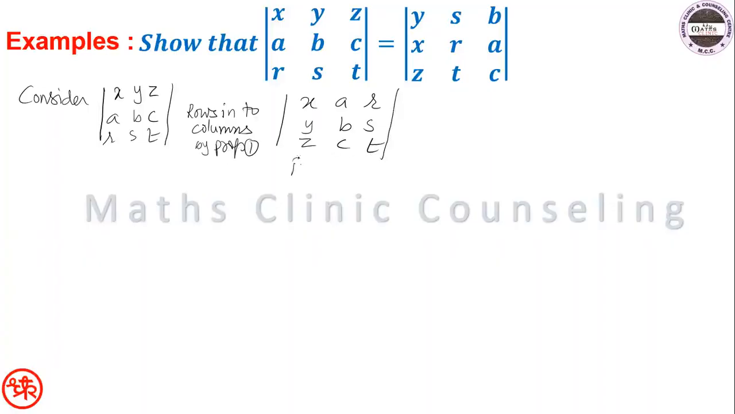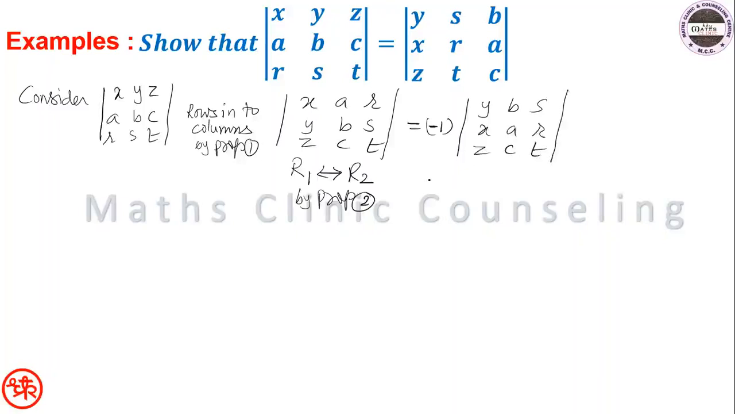Now we interchange R1 and R2 by property 2. Okay, so it is equal to -1 into, if two rows are interchanged then the value of the original determinant will change by a minus sign. So you get y b s, x a r, R1 and R2 have been interchanged, and R3 as it is, z c t. Is that clear? Again we change now C2 and C3.